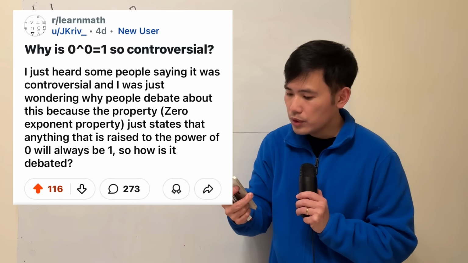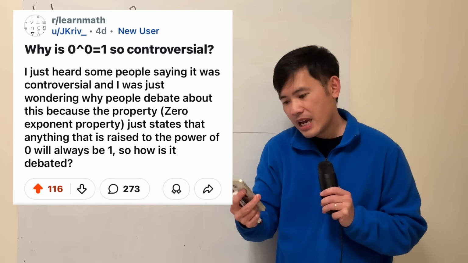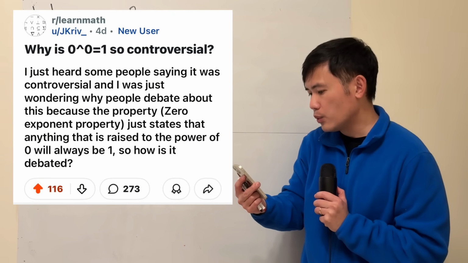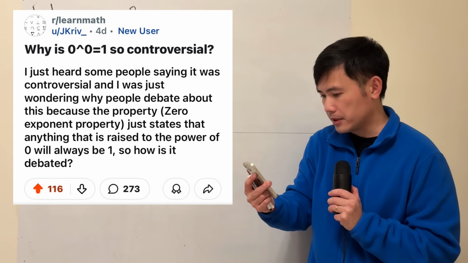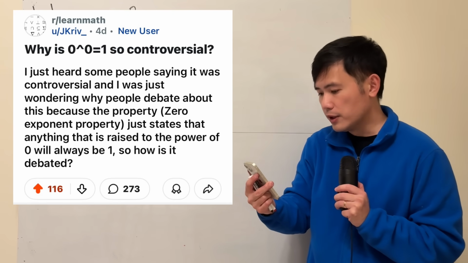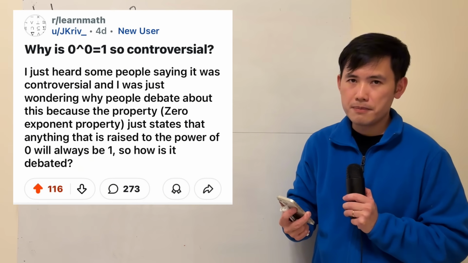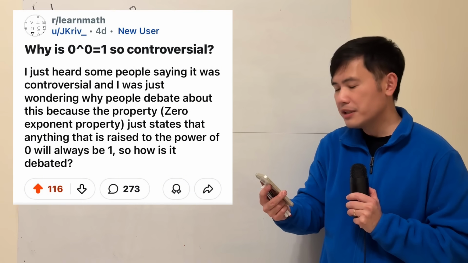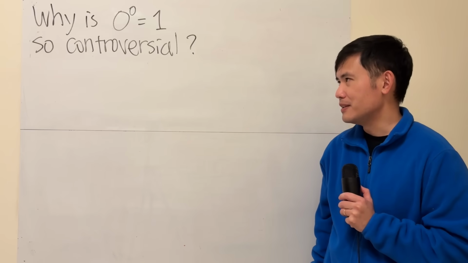Why is 0 to the 0th power equals 1 so controversial? I just heard some people saying it was controversial, and I was just wondering why people debate about this. Because the zero exponent property just states that anything that's raised to the power of 0 will always be 1. So, how is this debated?